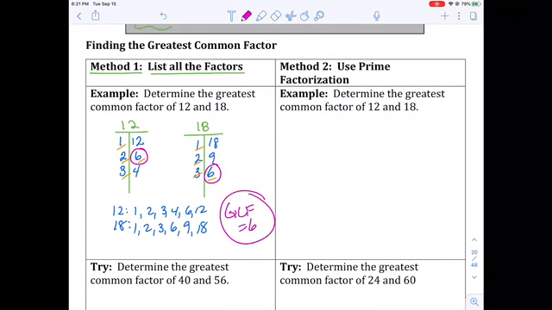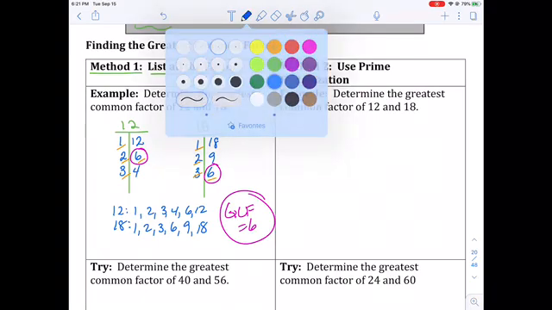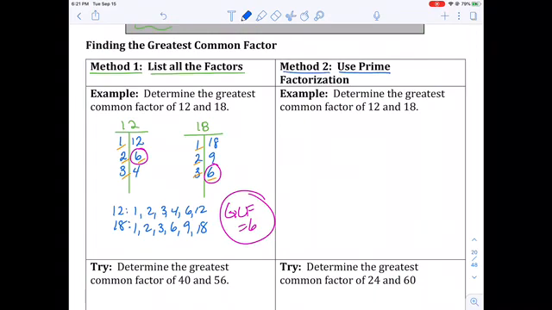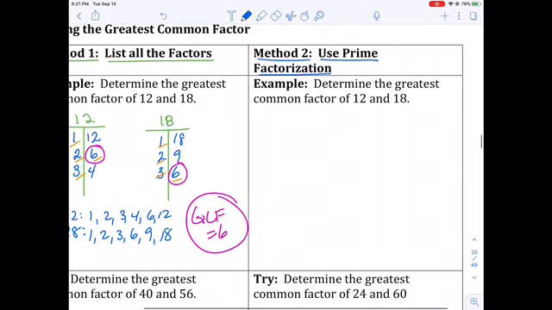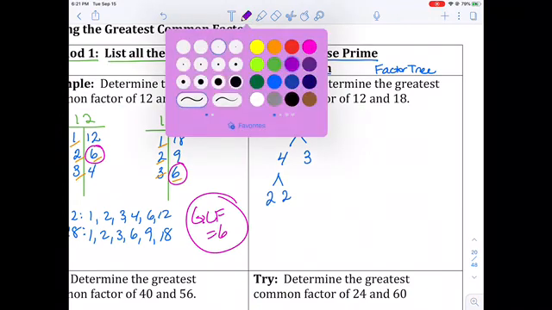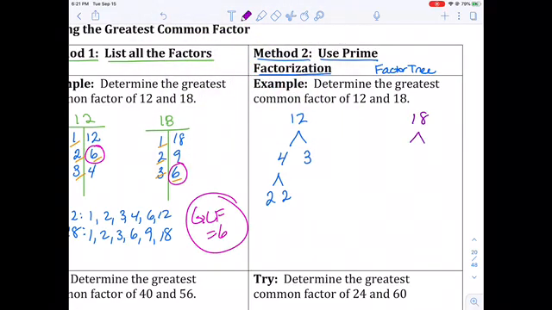Now another method, which works really well and is very helpful with very large numbers, is to use prime factorization. This is the second method. What I want to do is make a factor tree. I'm going to take my 12 and break that up into prime factors. So 4 and 3 make 12, and then 4 of course can break down into 2 and 2. Then if I do the same thing with 18, 9 and 2, or you could use 6 and 3, it doesn't matter as long as we break it down into the prime factors.